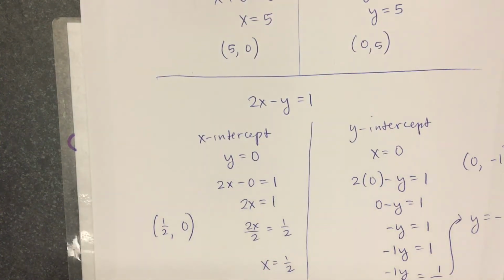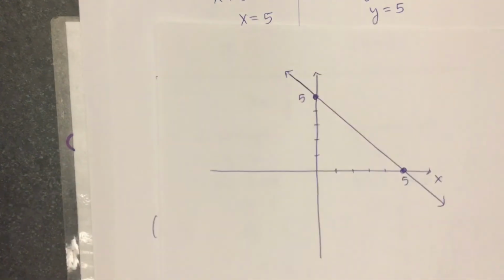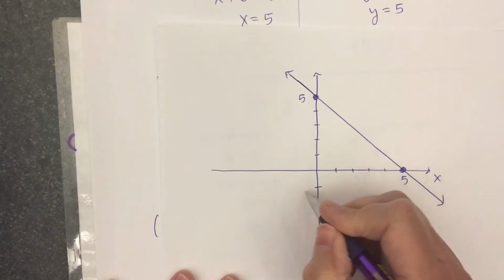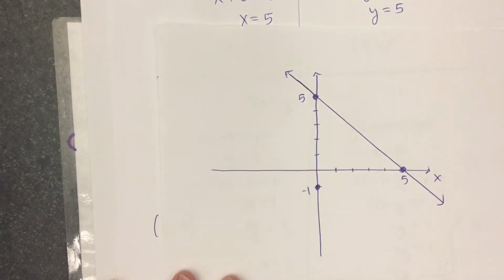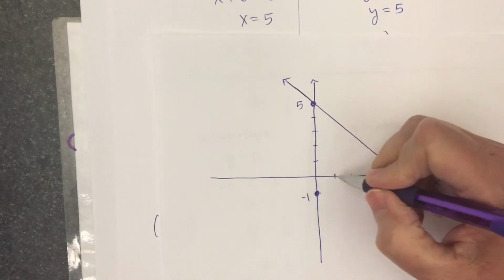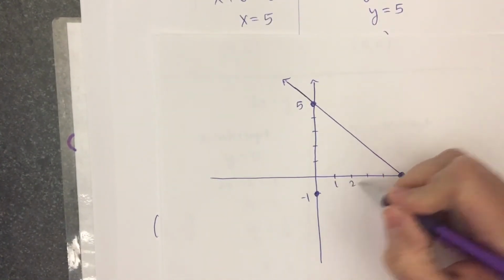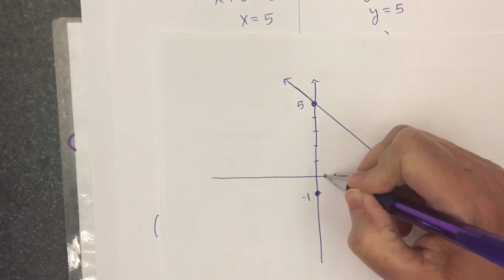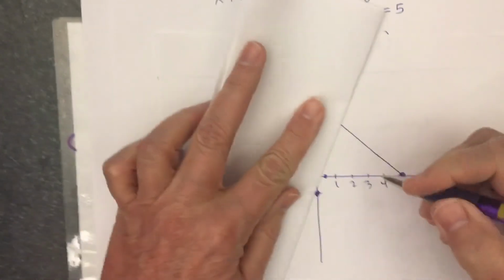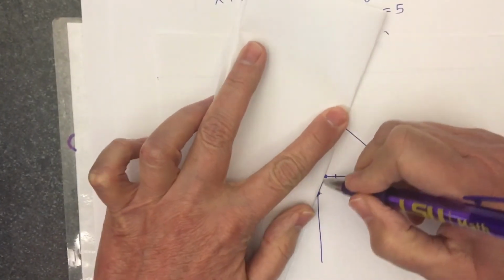Back to my graph, 0, -1. I'll put that on the y-axis. And then x-axis, the x-intercept was 1/2. Well, if this is 1, 1/2 is right in the middle of 0 and 1. And I'll connect those dots.